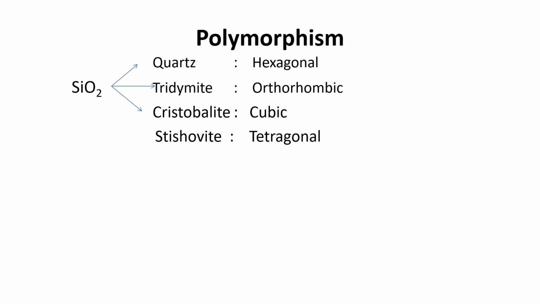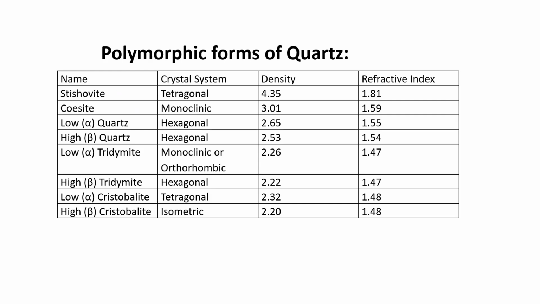Here you can see the polymorphic forms of SiO2: quartz, tridymite, cristobalite, stishovite, and coesite. Quartz is hexagonal, tridymite is orthorhombic, cristobalite belongs to the cubic system, and stishovite belongs to the tetragonal system. Here you can see the name of the mineral, its crystal system, and its density and refractive index.